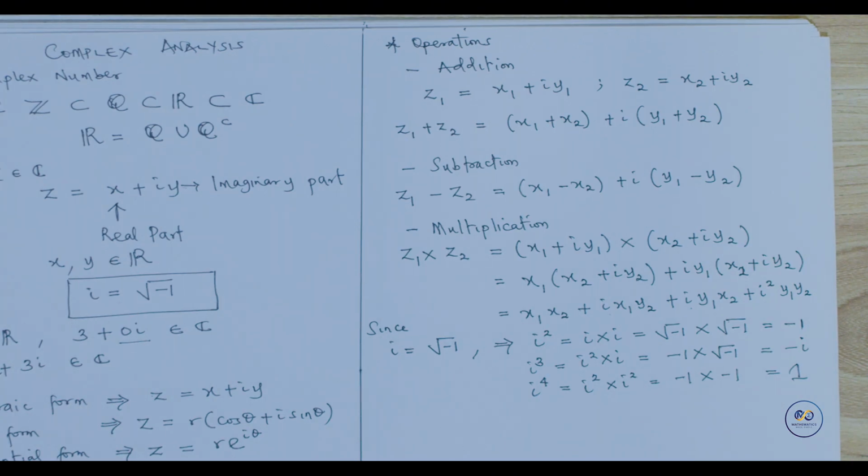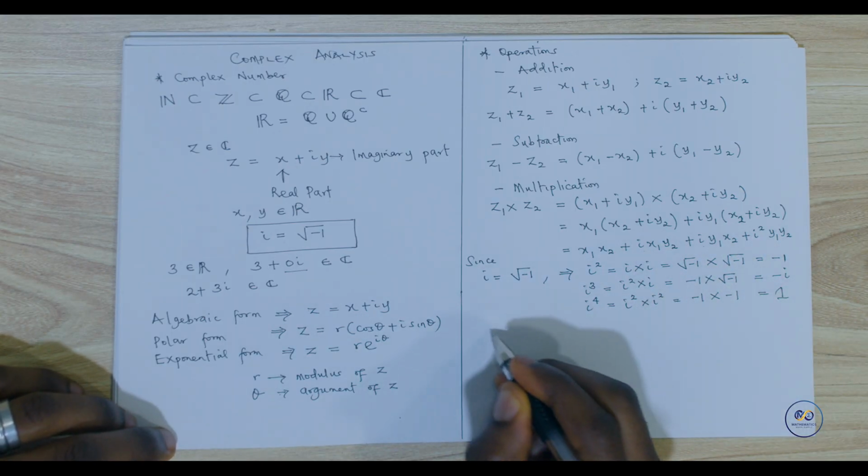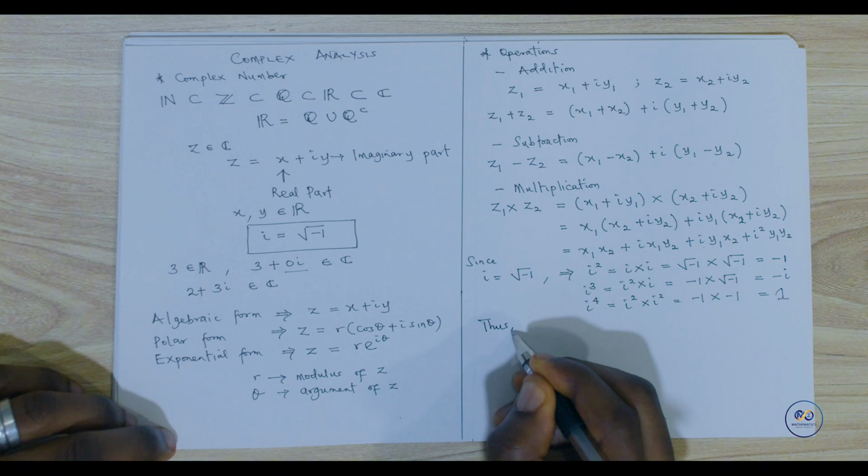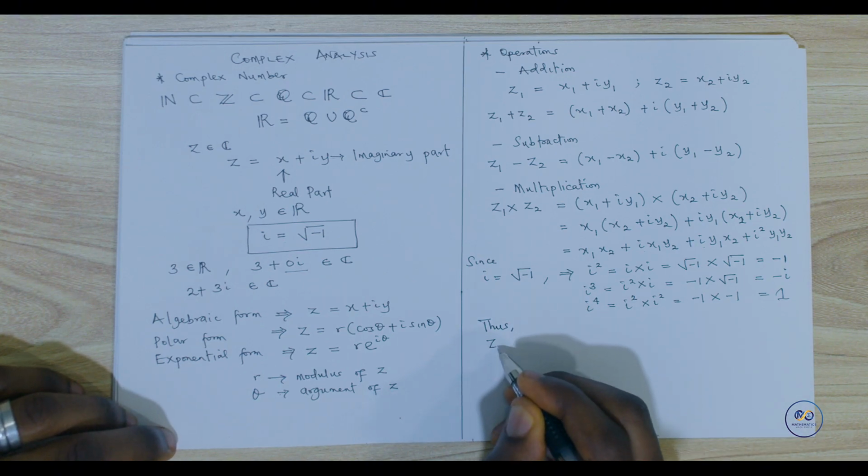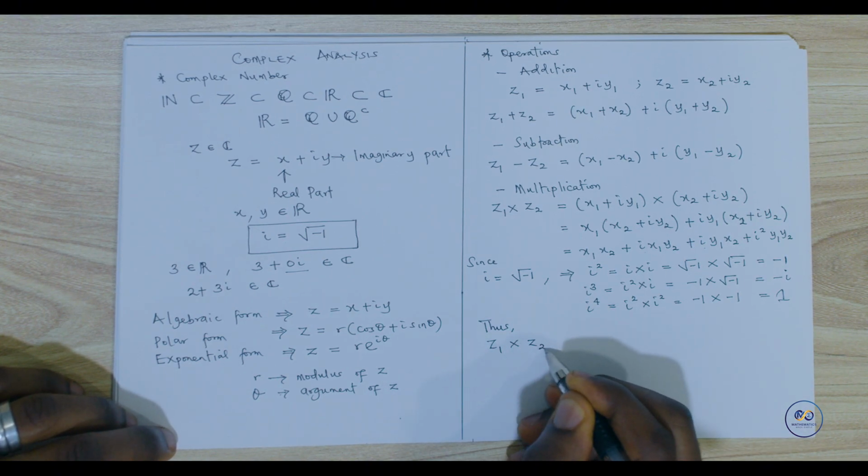i raised to the power 5 is the same thing as i. i raised to the power 6 is the same thing as i squared, which is minus 1. i raised to the power 7 is the same thing as i cubed, which is minus i. And then i raised to the power 8 is the same thing as i raised to the power 4, which is equal to 1.